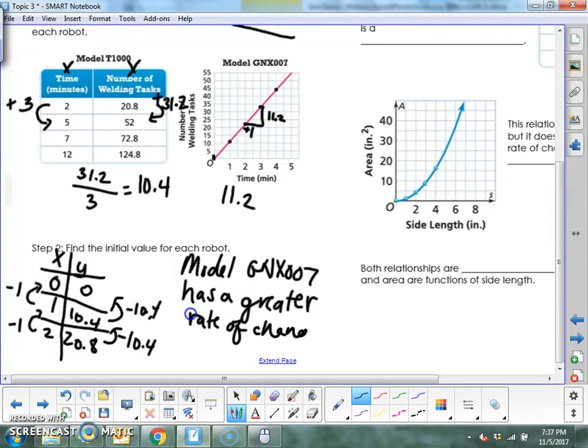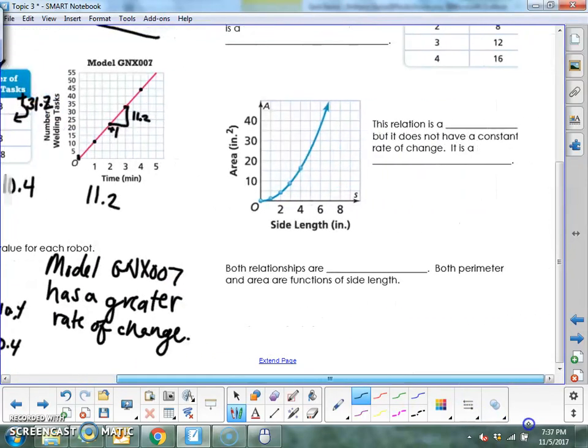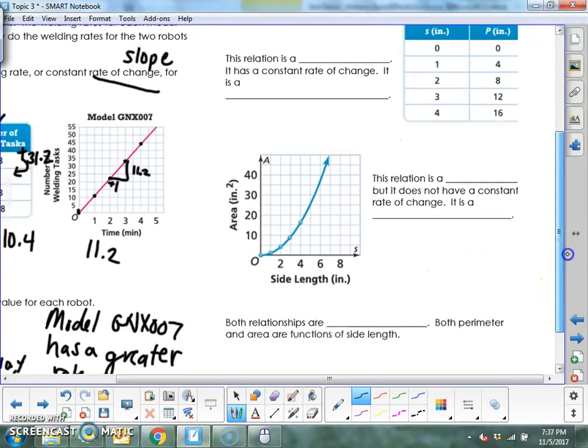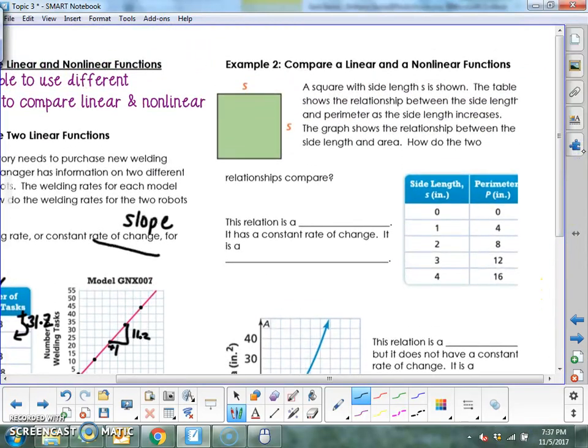Okay, so looking at the two functions, we were able to compare their initial values and their rates of change. You can also do this with linear and nonlinear functions.